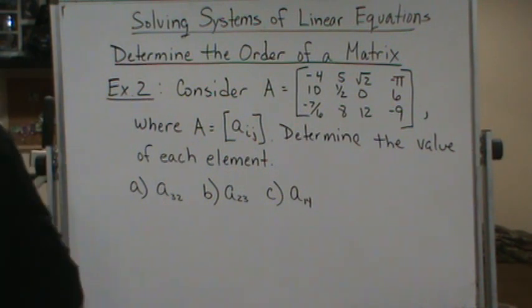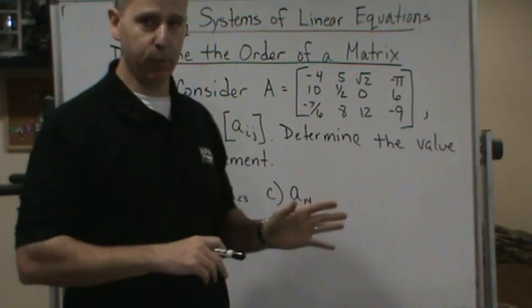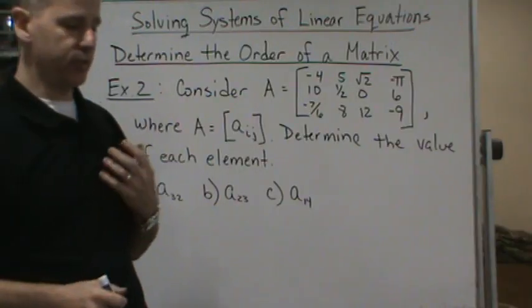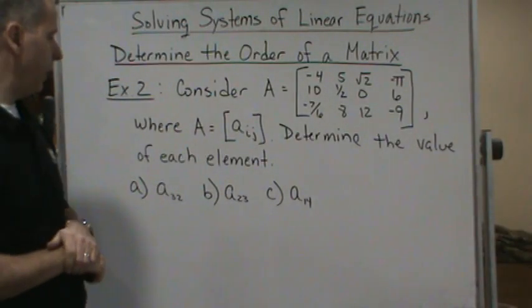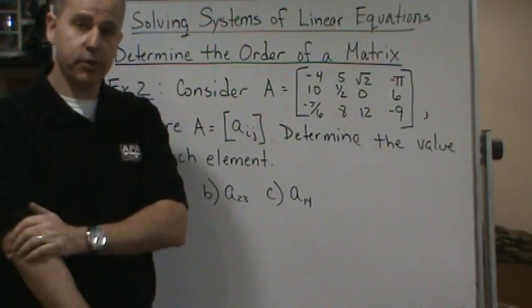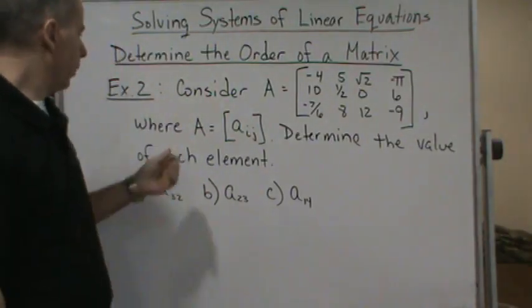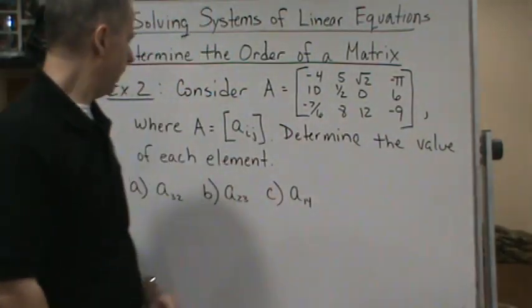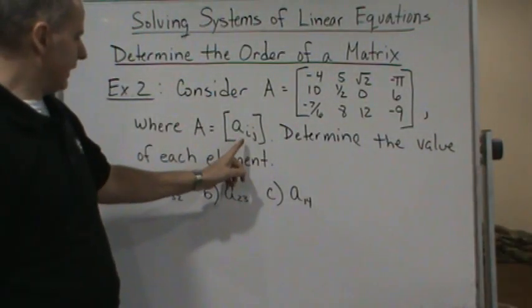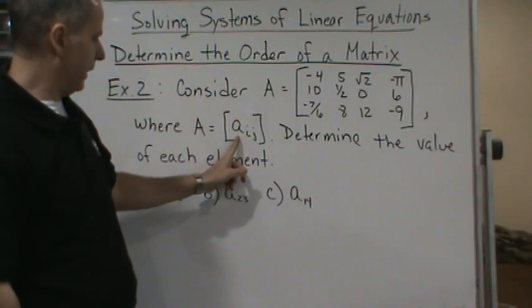All right, welcome back. And now we're going to do another example. And this is instructional in that we're going to use matrix notation. And so this is an introduction to matrix notation. Okay, so we're going to consider this matrix A. So here's the matrix A, where A is equal to the matrix of all Aij.